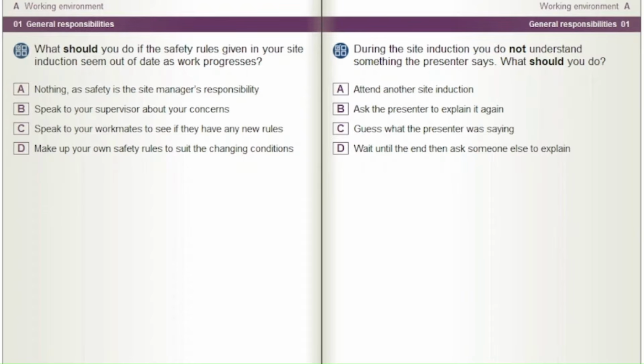During the site induction, you do not understand something the presenter says. What should you do? Attend another site induction. Ask the presenter to explain it again. Guess what the presenter was saying. Wait until the end, then ask someone else to explain.